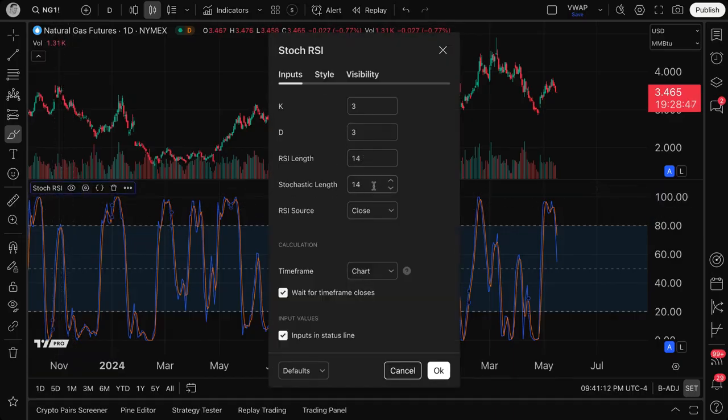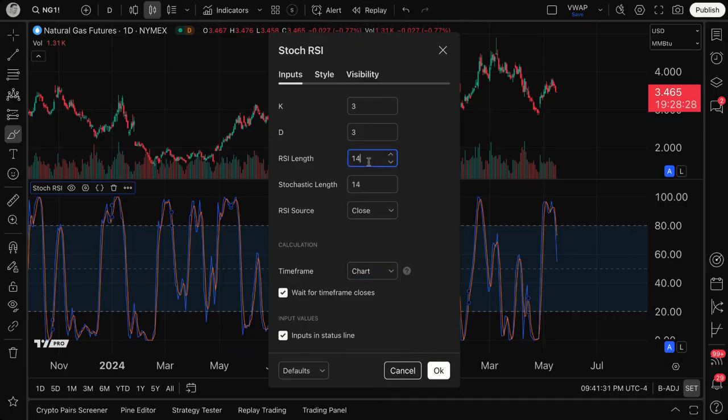So you can see stochastic length 14, RSI length 14. These are by default. You will see 14 as the default length across many indicators. And by the way, remember the length here in this case, because I'm set to a daily chart, and the time frame calculation is set to the chart, so daily.